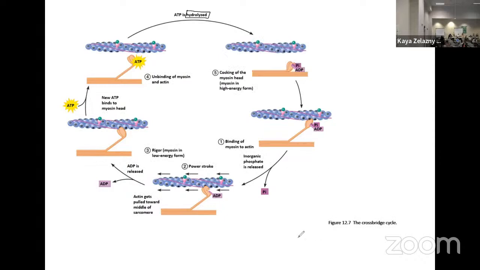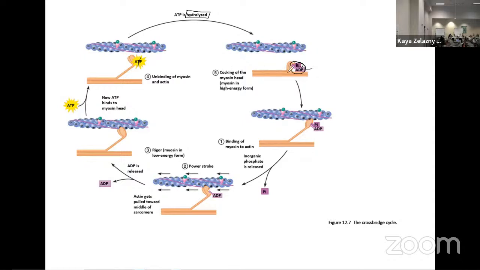which leads us to the high energy form of myosin. In the high energy form of myosin, we have a phosphate ion and ADP bound to that site where we had ATP before, because we split it apart, right? So we cut off a P. That's where that phosphate ion is. The rest is now ADP, adenosine diphosphate, instead of adenosine triphosphate.